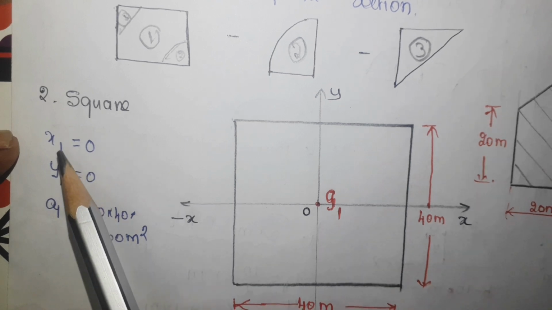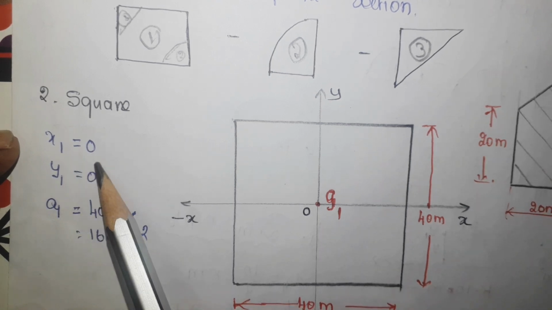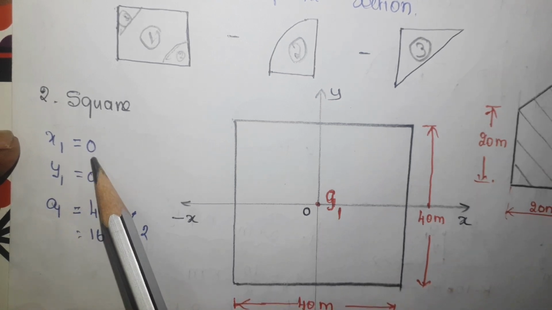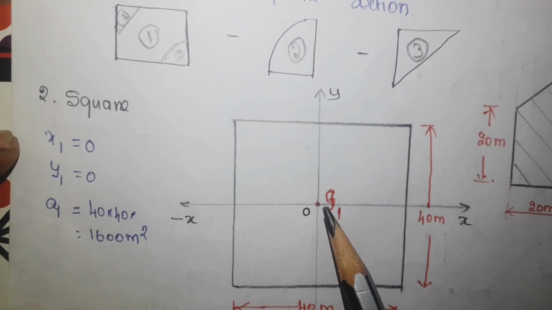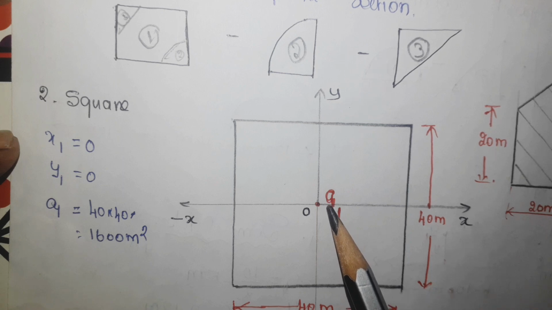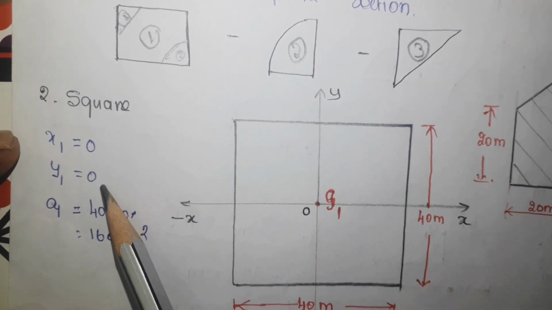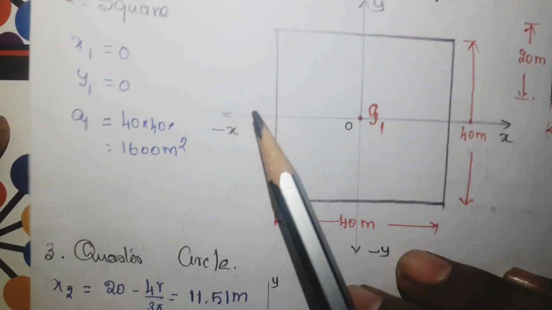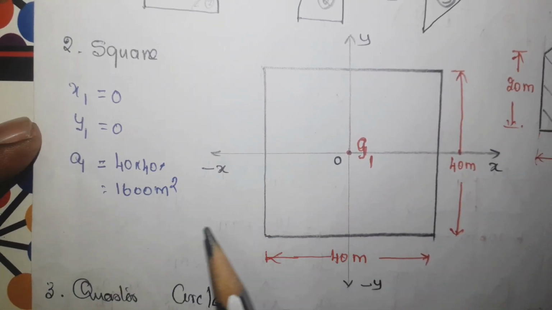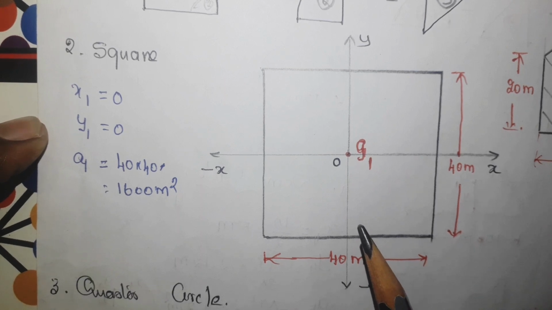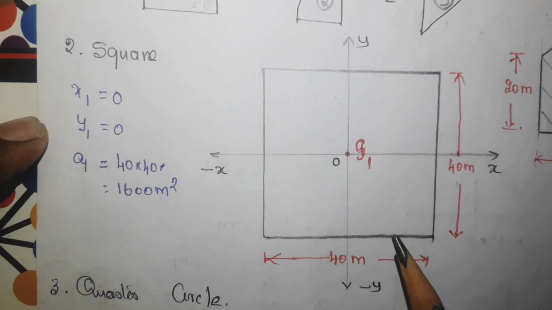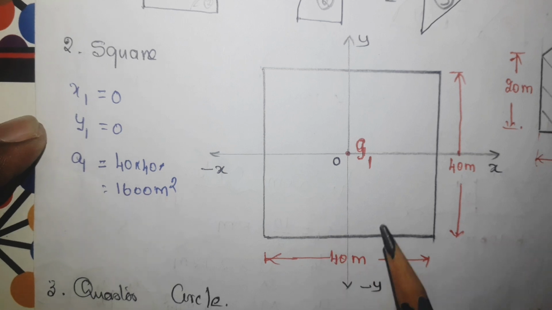So I cannot get an answer for x1 because this is 0. The distance between G1 and the y axis is 0. Similarly, the distance between G1 and the x axis is also 0. Very important information to know. But the area is again the same, A1 equal to 40 into 40, 1600 millimeter square. Please look at this information more and more, it is very important.